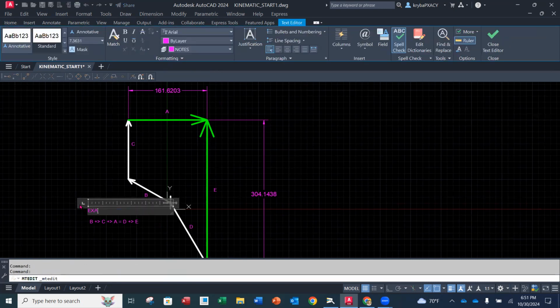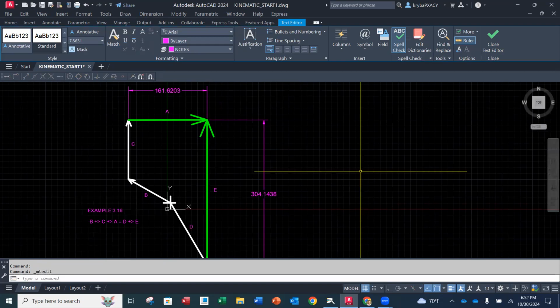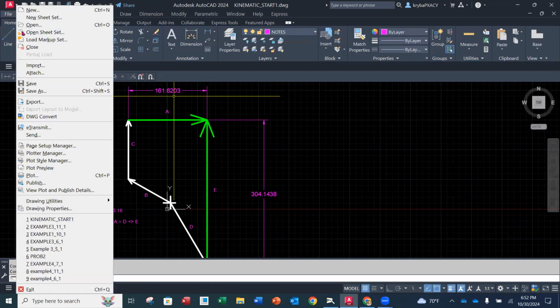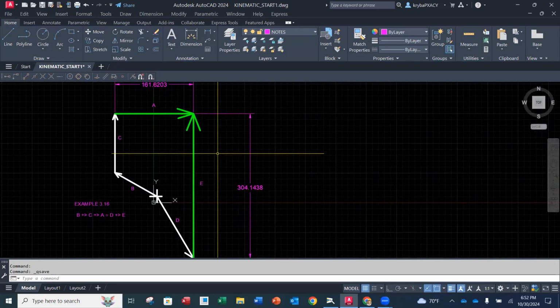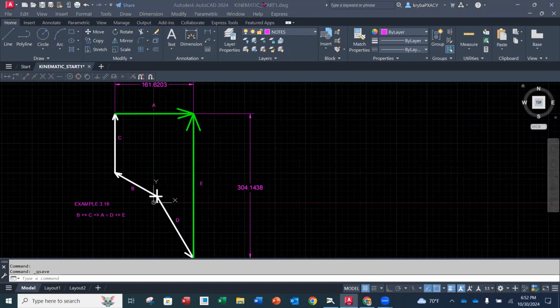And I'll say example 3.16. There we go. Make sure you do a save on this and that everything is large enough on your screenshot that I can see the items, including their dimensions. Okay. I've got 2. Jack got, okay, 303.9 sounds like the right number. And the 161 is good. Okay. All right. So confirmed.